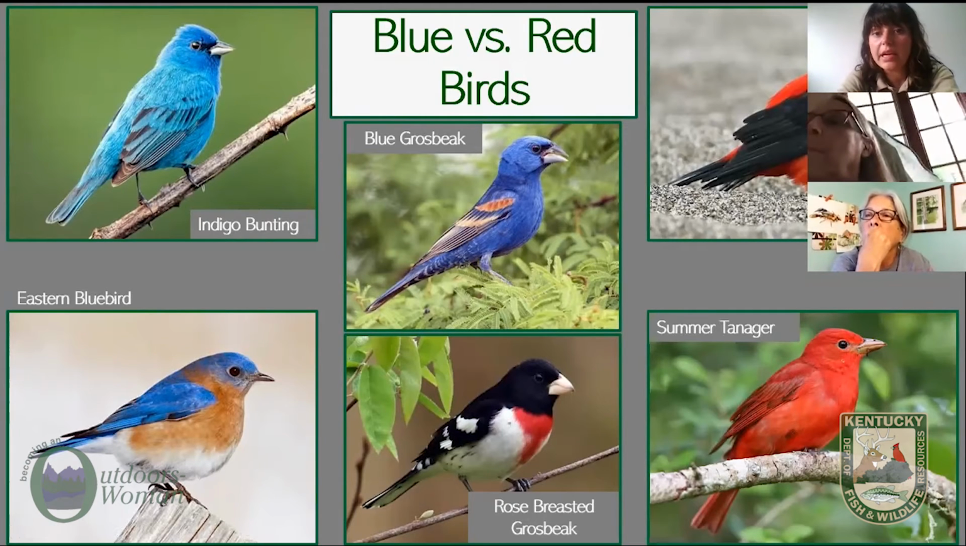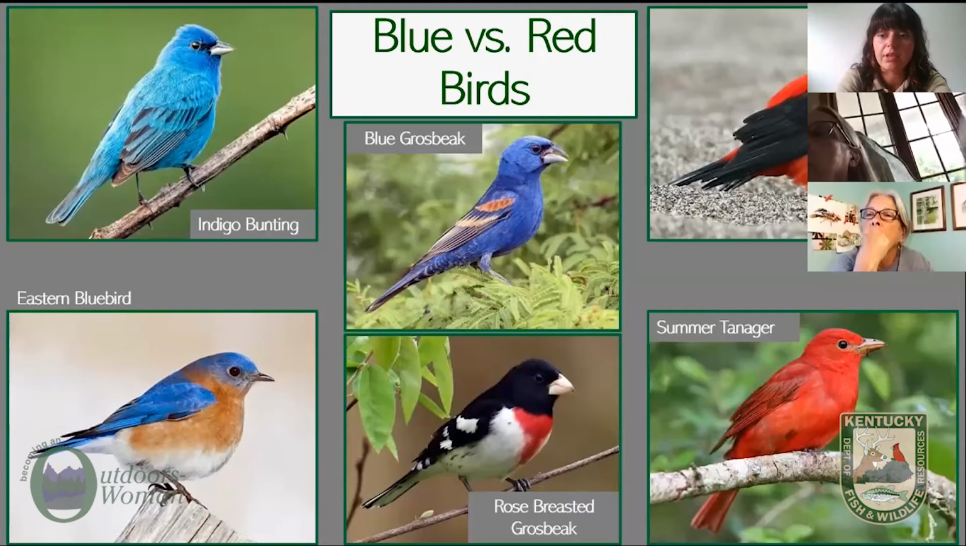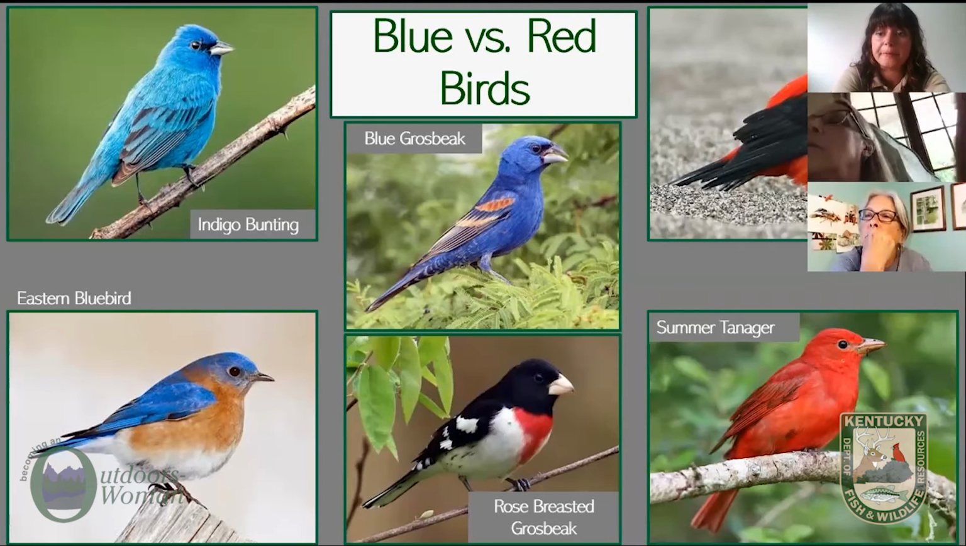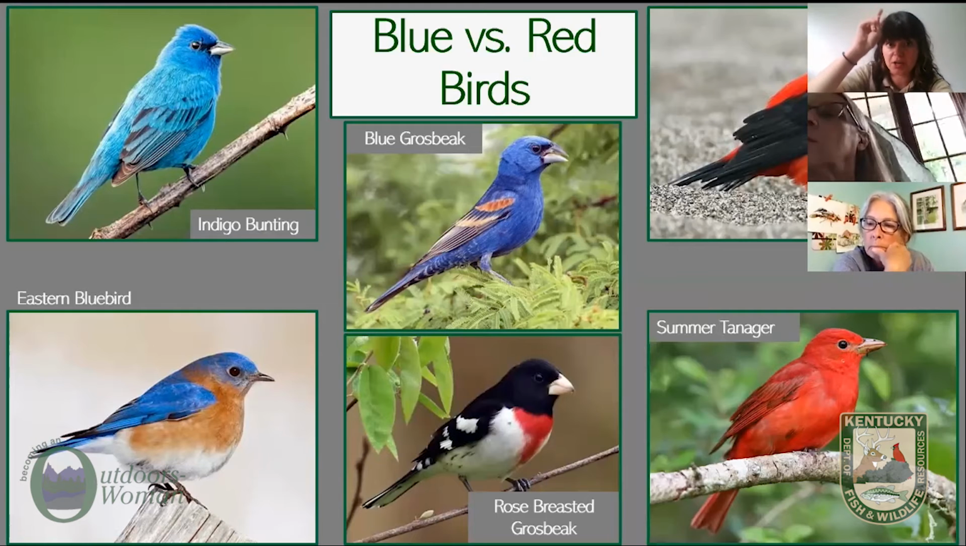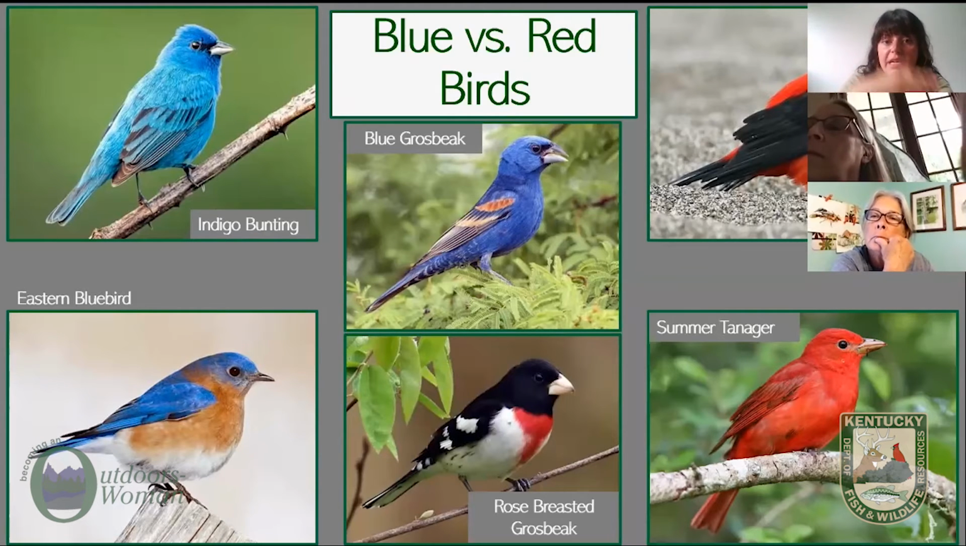So cardinals can be easily confused, or summer tanagers can be easily confused with cardinals just because they're the same color pretty much all over. Cardinals have that crest, though, and that crest is pretty obvious all the time. They will show it off if they're angry or communicating or trying to get a mate, but it's pretty much there all the time. Even if it's slicked back, you can still see that he has a crest.